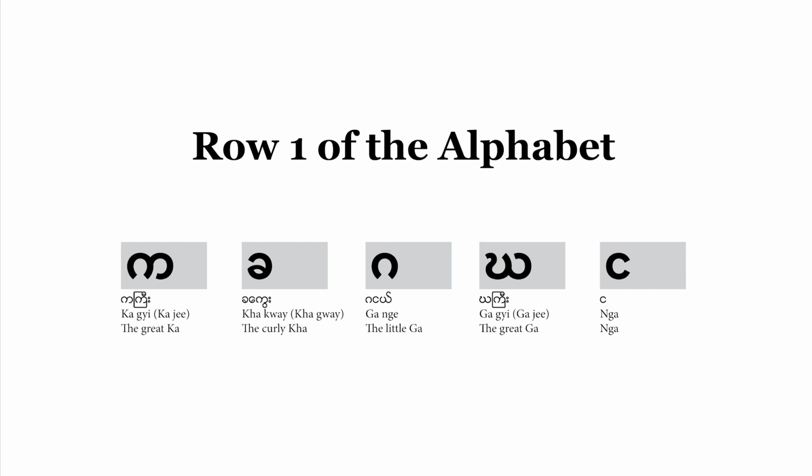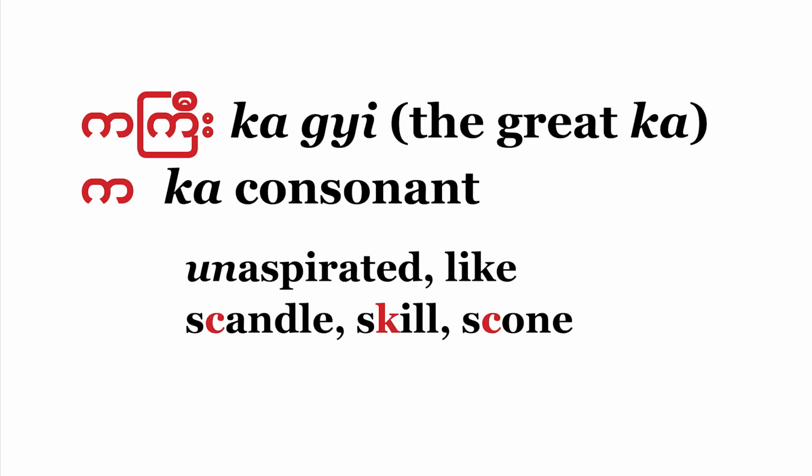Let's start with this letter. This is the first in the alphabet. Its formal name is Gaji, or the Great Ga. As a consonant, it gives you the Ga consonant sound.